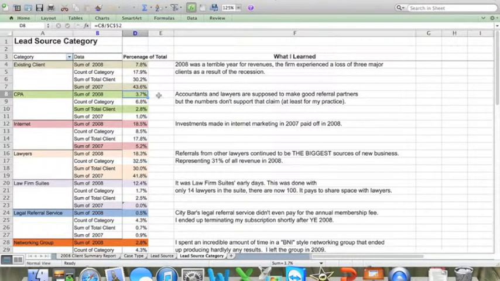And despite a fair amount of business that we send to accountants through the course of the year, it doesn't really seem to come back to us. In 2008, less than 4% of our revenues were generated from referrals from accountants. So we really backed away from doing any kind of active networking with accountants in 2009.